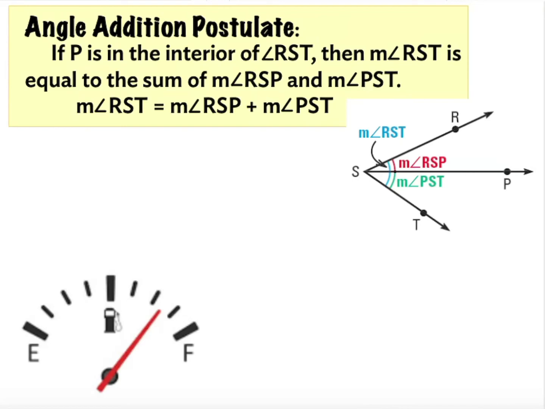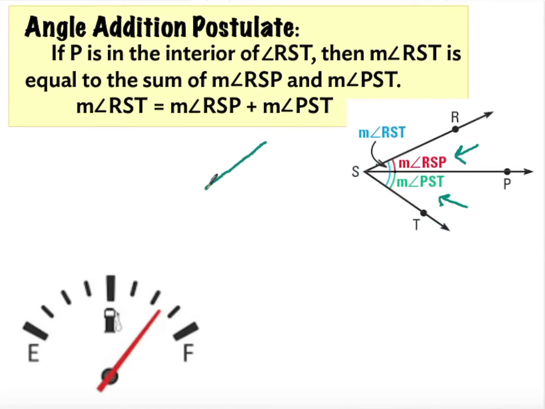Here's what it's saying. See how point P is on the interior of this big angle? That's the setup. What they're saying is that if you take the measurement of angle RSP, that's this one in here, plus the measurement of angle PST, this small one in here, those two measurements should add up to the measurement of the entire angle. So hopefully that's not too confusing.